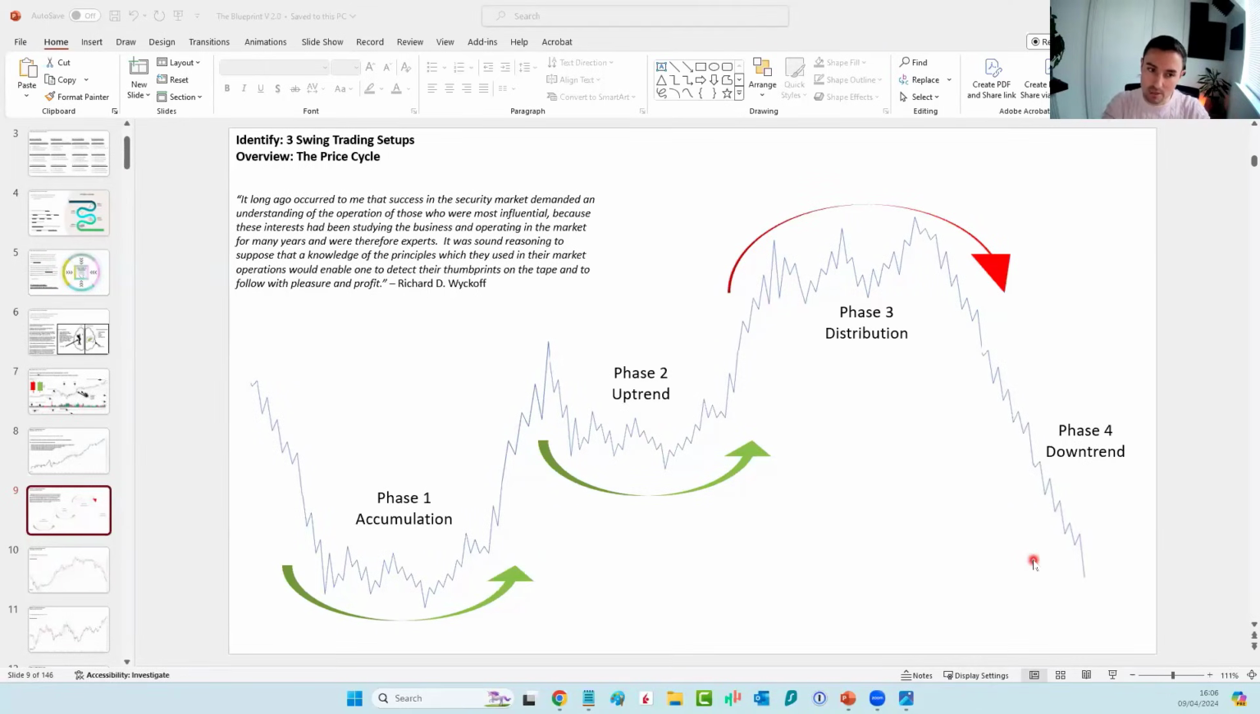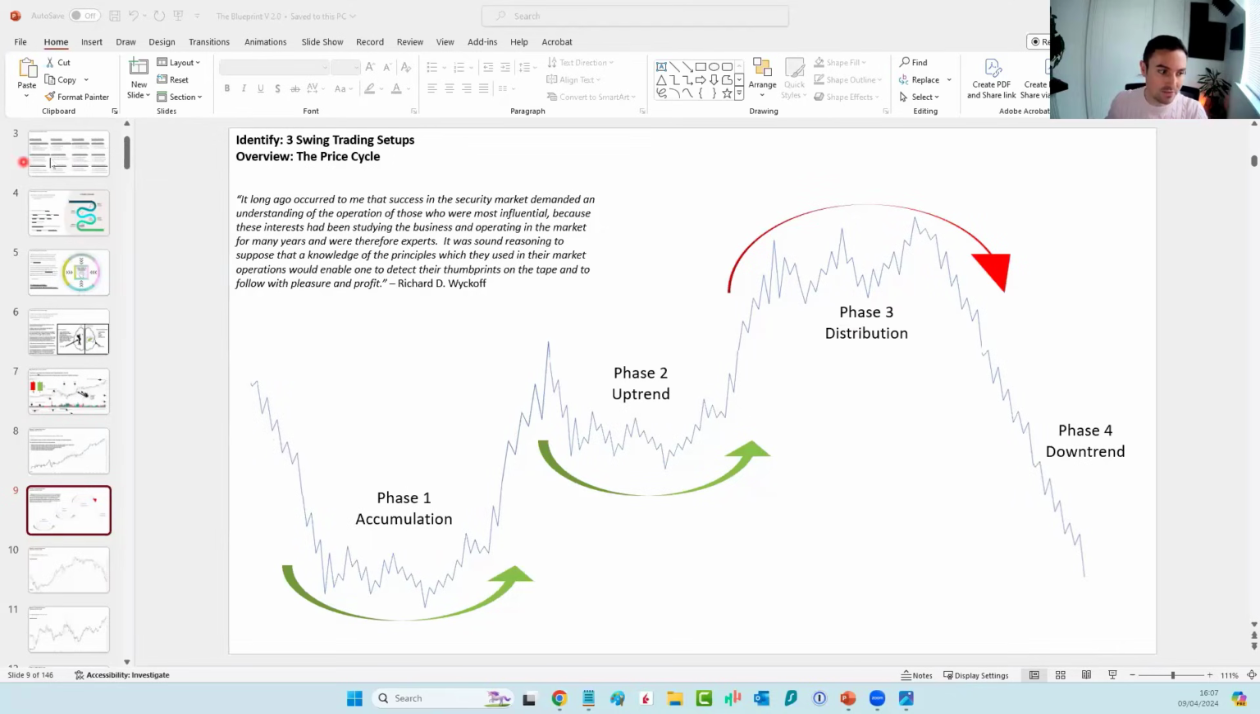So a lot of it is trying to build mental representations for what it is you associate with institutions accumulating and supporting a stock. And then the opposite side, what does it look like to you when institutions are distributing their positions? And then overlaying that, or putting that in the context of this price cycle, phase one, phase two, phase three, phase four. And then at the end of this, I'll show you where I'm really trying to dial you guys in. This is where you want to be focused.